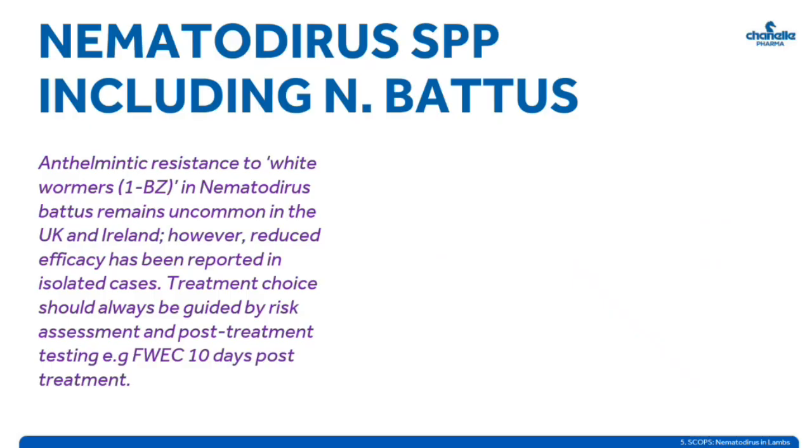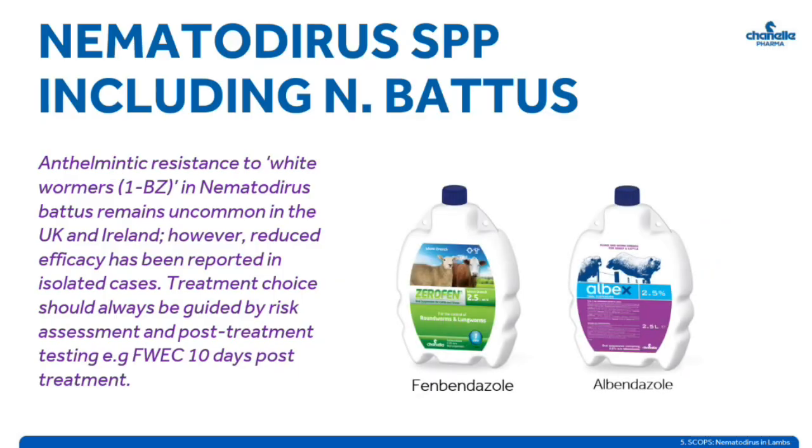What about treating Nematodirus? Well, as we've said before, it's primarily involving a white drench, a benzimidazole drench. So anthelmintic resistance to white wormers, the 1-BZ class, in Nematodirus battus remains uncommon in the UK and Ireland. However, reduced efficacy has been reported in isolated cases. Treatment choice should always be guided by risk assessment and post-treatment testing, i.e. that worm egg count 10 days post-treatment. The actives that tend to be used are fenbendazole and albendazole, and Chanelle has 2 products on the market with these actives, Zerafen and Albex. Oxfendazole may also be an option.